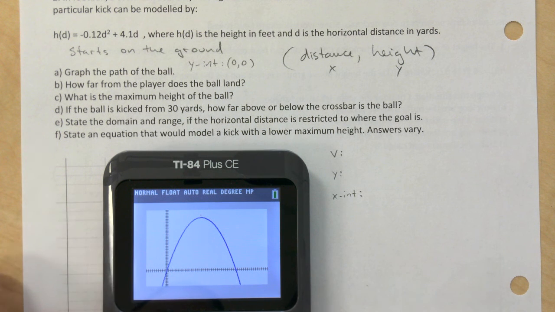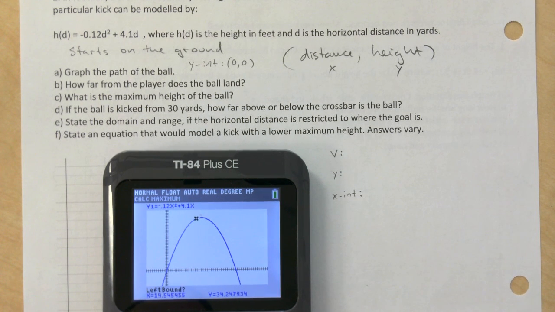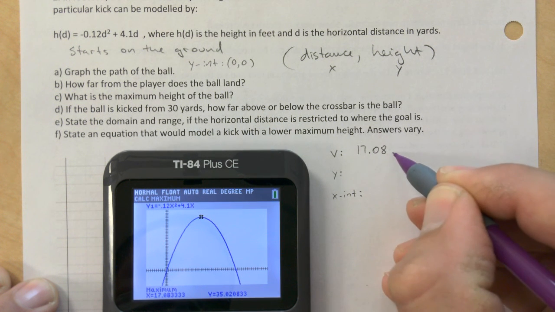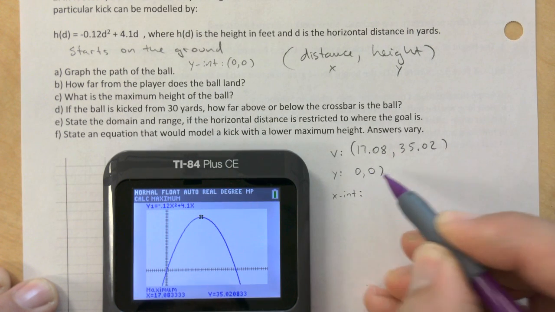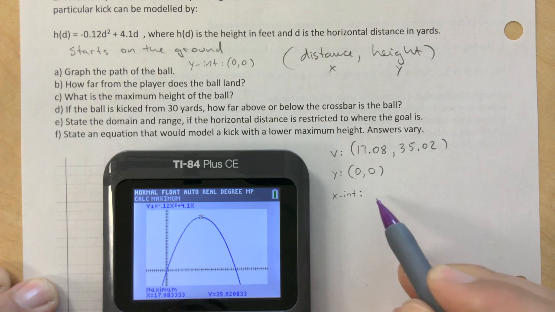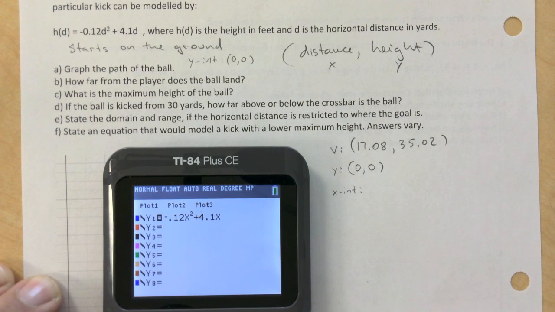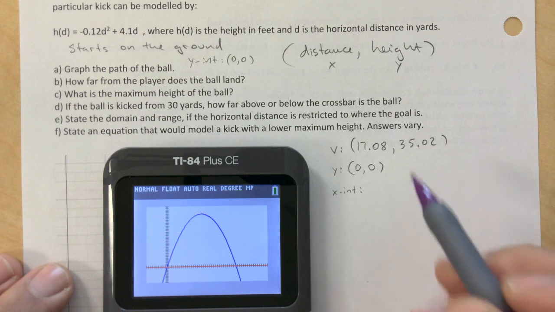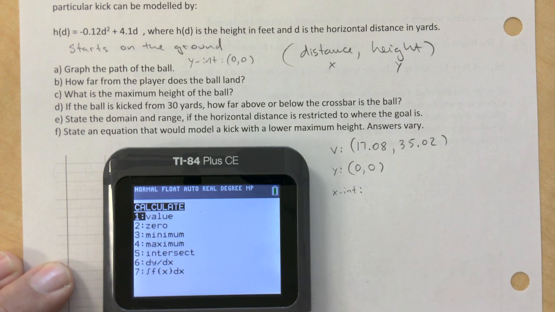Let's find the vertex. Second trace, it's a maximum. Go to the left of the vertex, hit enter, go over to the right, enter, enter. So that's 17.08 and 35.02. Y-intercept is 0, 0. X-intercept, you can kind of tell that this is going to be 0, 0. If you're not sure, check it, okay? But you know that 0, 0 is a point on the graph, right? Just by looking at the y-intercept. So it would have to be.